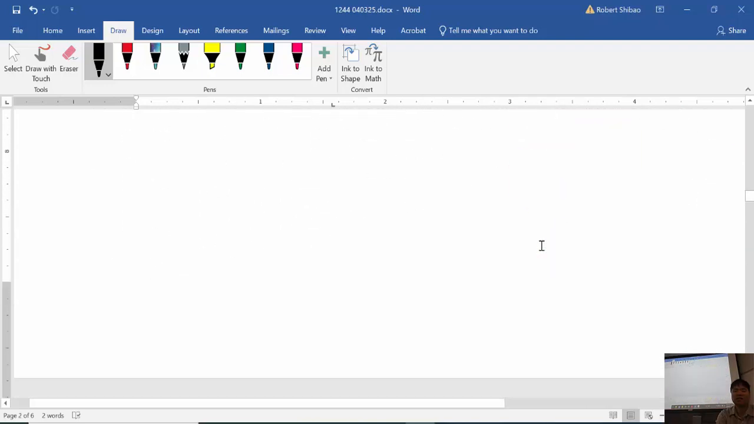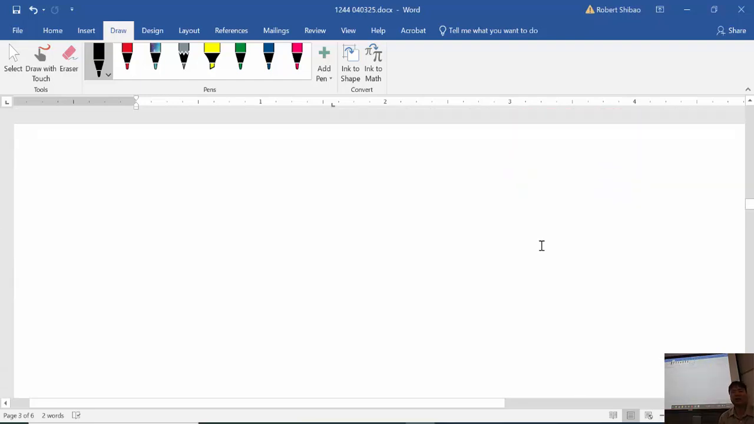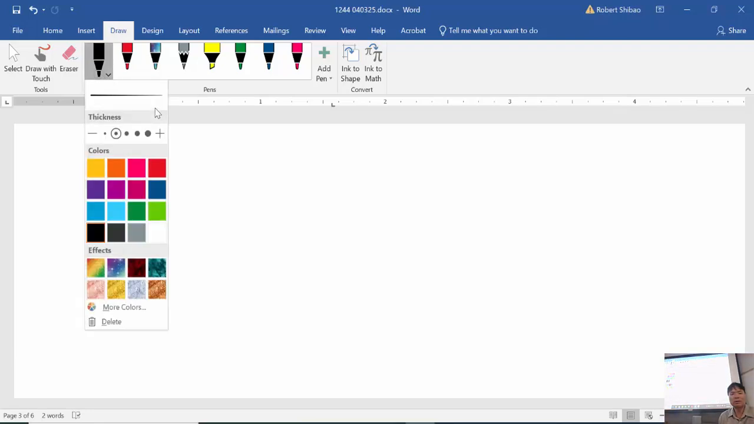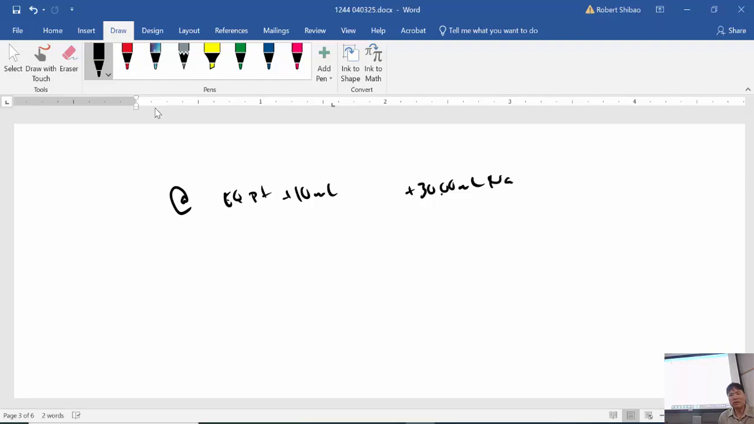So let's go to the next calculation here. I'm going to go well past the equivalence point. I'm going to go 10 milliliters past the equivalence point. And so we're going to do equivalence point plus 10 milliliters. And so altogether that's going to be plus 30.00 milliliters of sodium hydroxide solution.